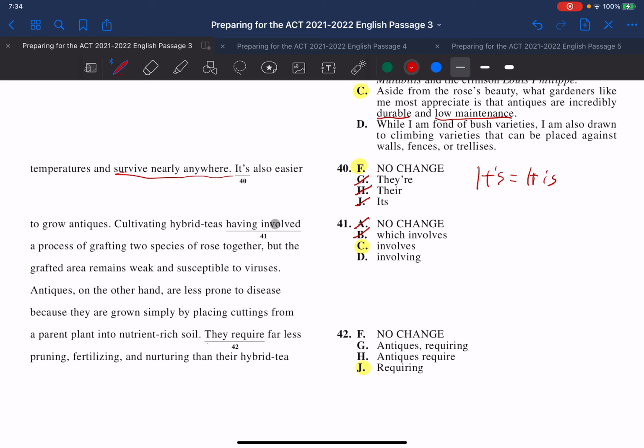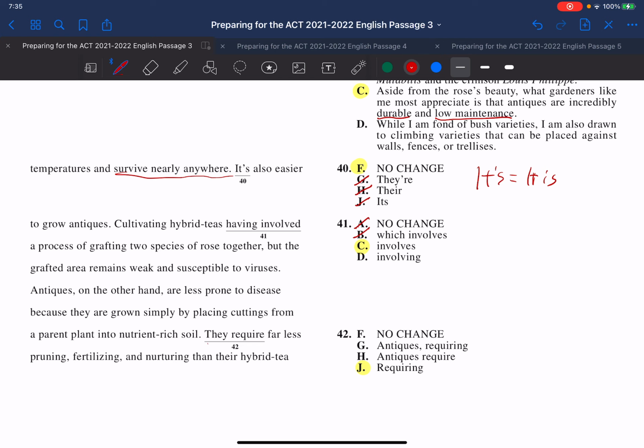Cultivating hybrid teas involves a process of grafting species together. That makes it active. That makes that the clear verb driving the sentence. So that's why it's letter C. 42. They require far less pruning, fertilizing, and nurturing than their hybrid tea counterparts. Well, I think we can probably assume what happens after that.